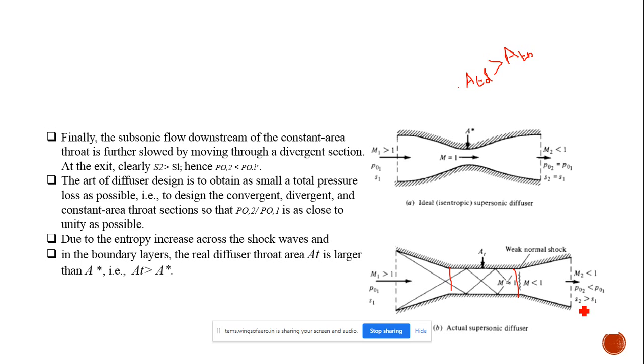For an actual supersonic diffuser, S2 will be greater than S1, that means the entropy here will be greater than S1. And because S2 is greater than S1, we know P02 will be less than P01. But for ideal diffusers, S1 will be equal to S2 and P01 will be equal to P02.